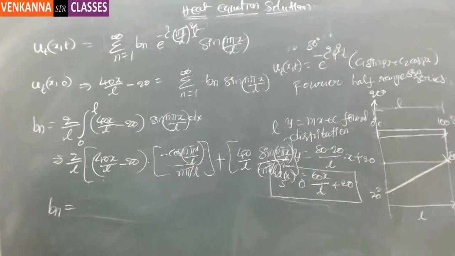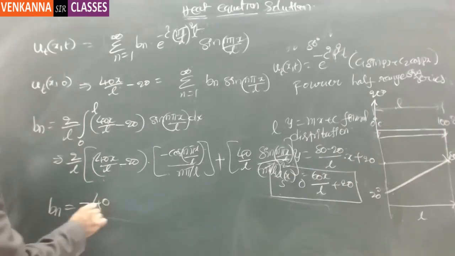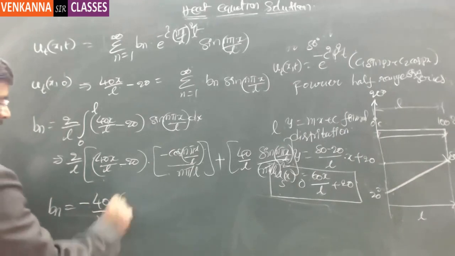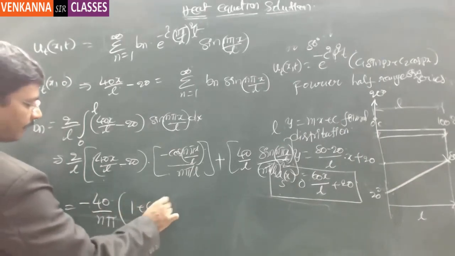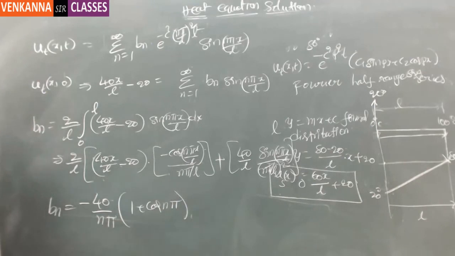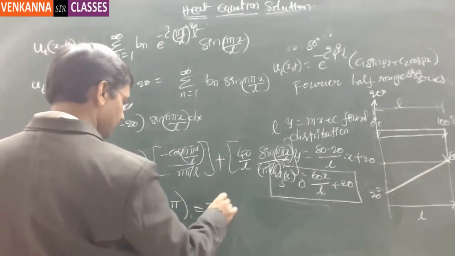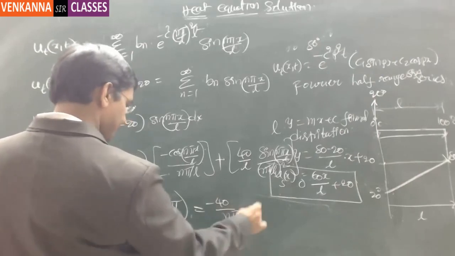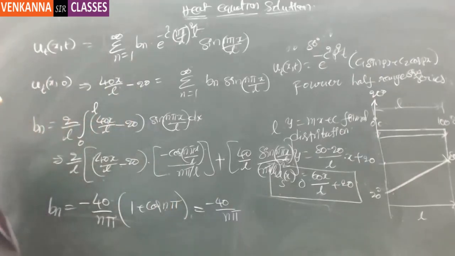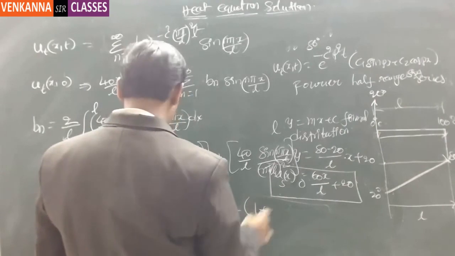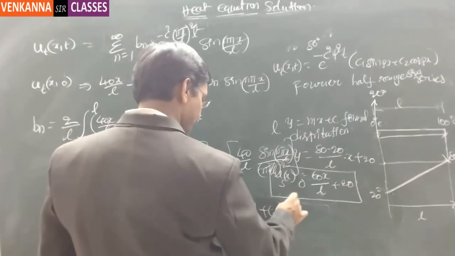You are going to get the bn value as minus 40 by n pi into 1 plus cos n pi. Right? So if you are getting it this way, then this is minus 40 by n pi into 1 plus minus 1 whole power n.